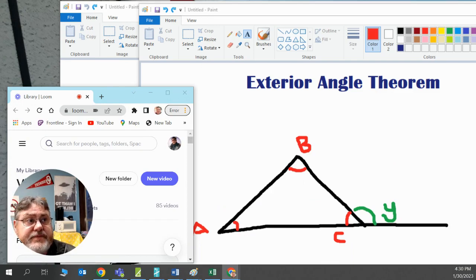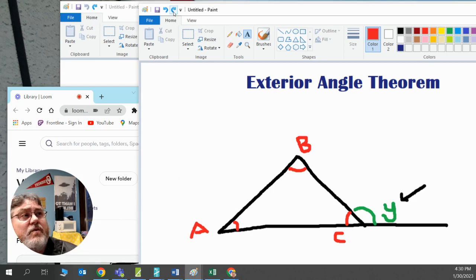angle theorem. Let's say I have a triangle ABC. The three angles are inside the triangle, and we extend one of the lines on one of the sides of the triangle, and we'll call that angle y. And we're going to use the exterior angle theorem to find the measure of angle y. So we'll say that y is the exterior angle.